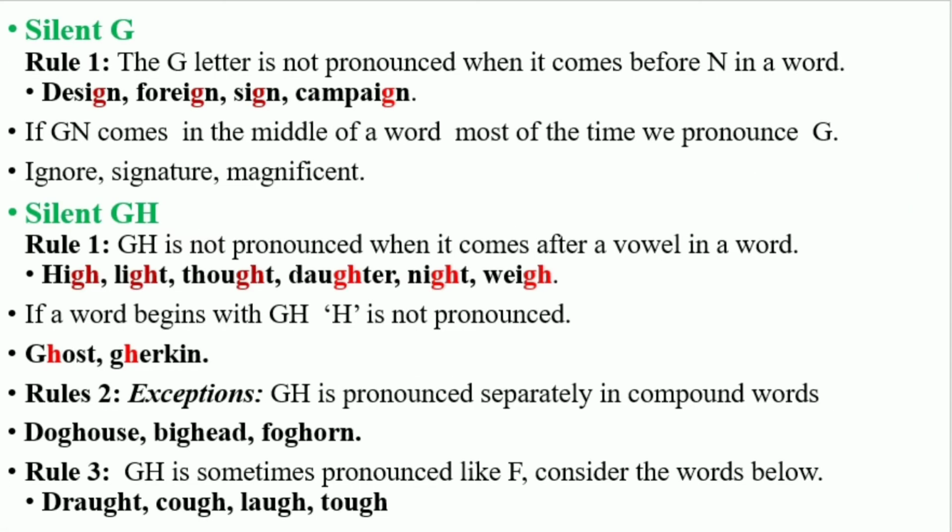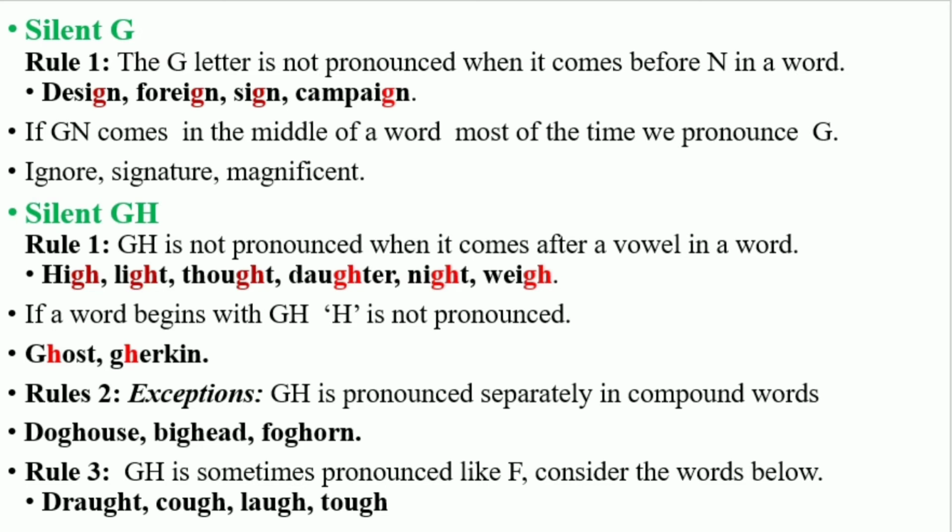Now the letter G. The letter G is not pronounced if a word ends in GN. For example, design, foreign, sign, campaign. If GN comes in the middle of a word, most of the time we pronounce G. For example, ignore, signature, magnificent.